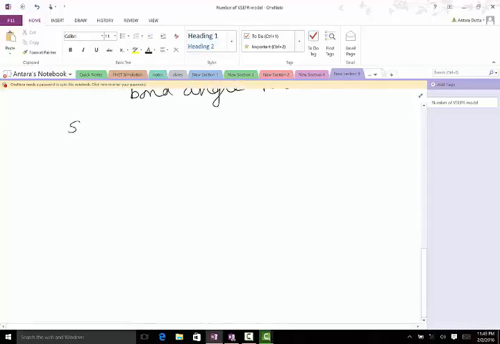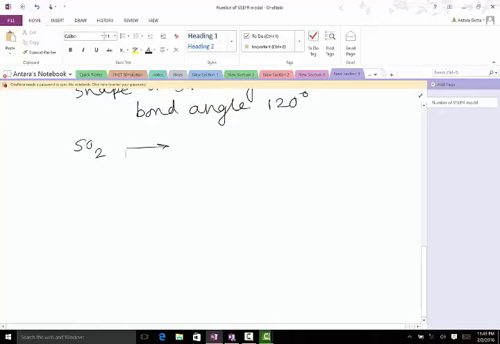Now if we think about sulfur dioxide, draw the Lewis dot structure of sulfur dioxide. Sulfur 6, oxygen 6 times 2, total 18 electrons.